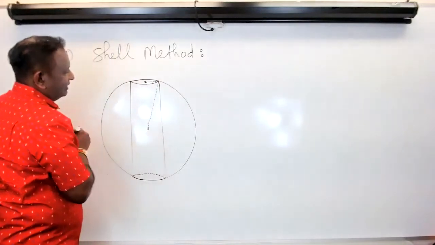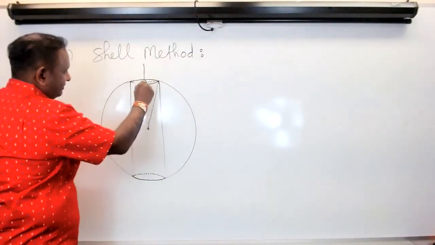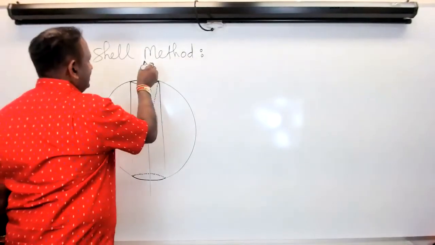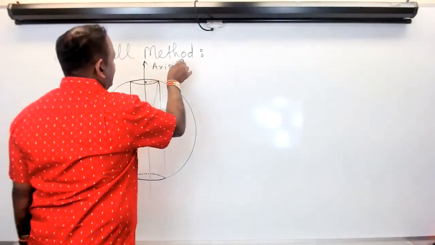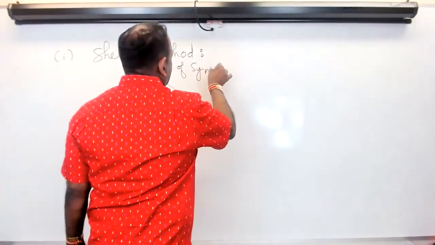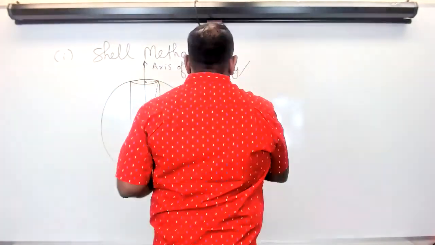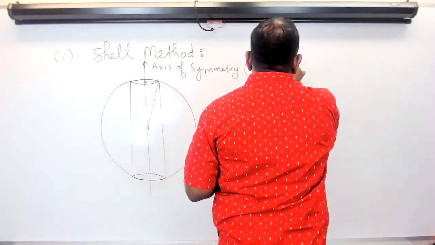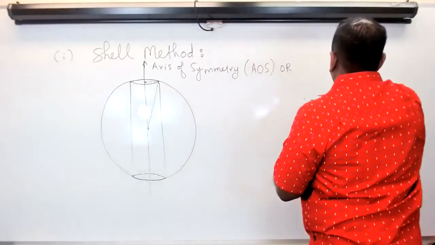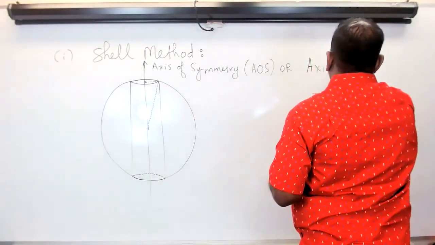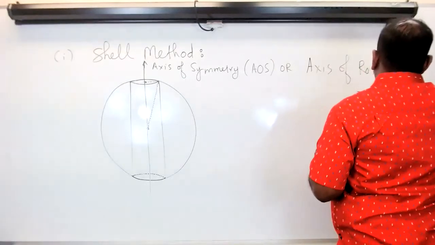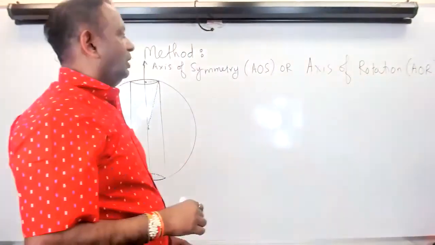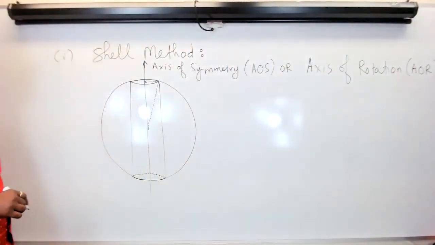Therefore, I'm going to take this as my axis of symmetry, or axis of rotation. I'm going to use the abbreviation AOR.